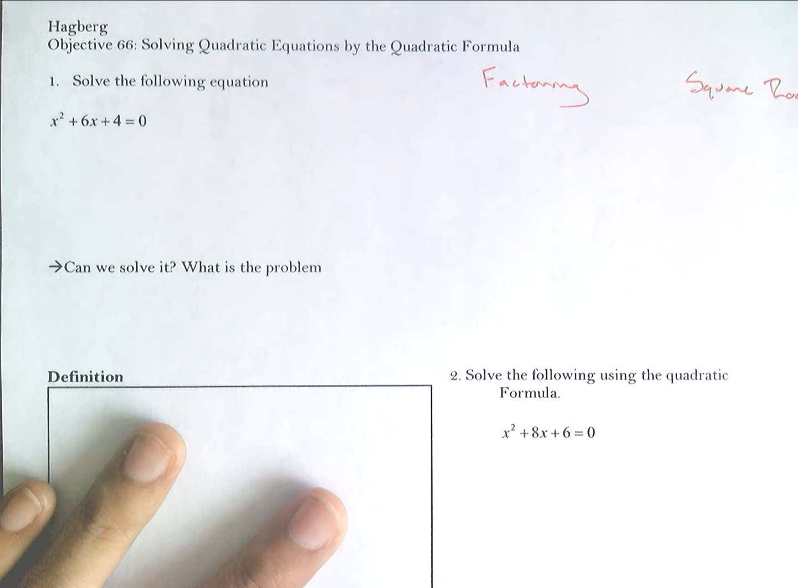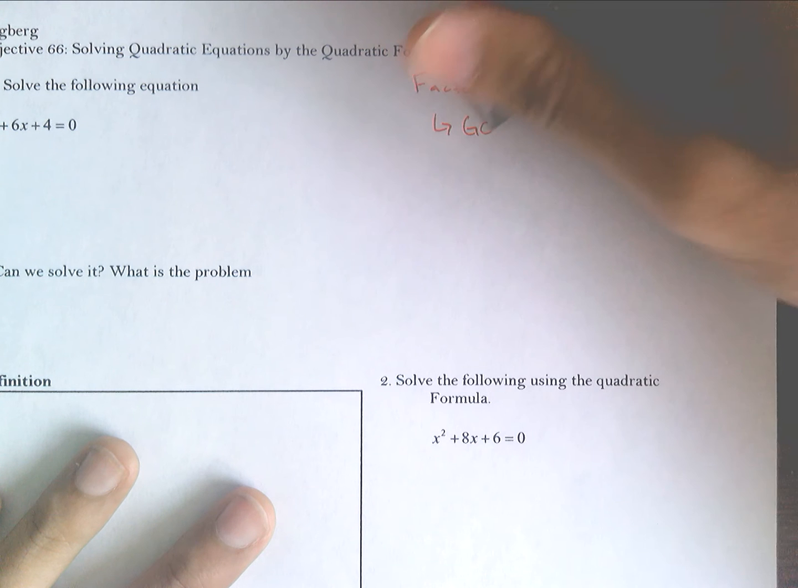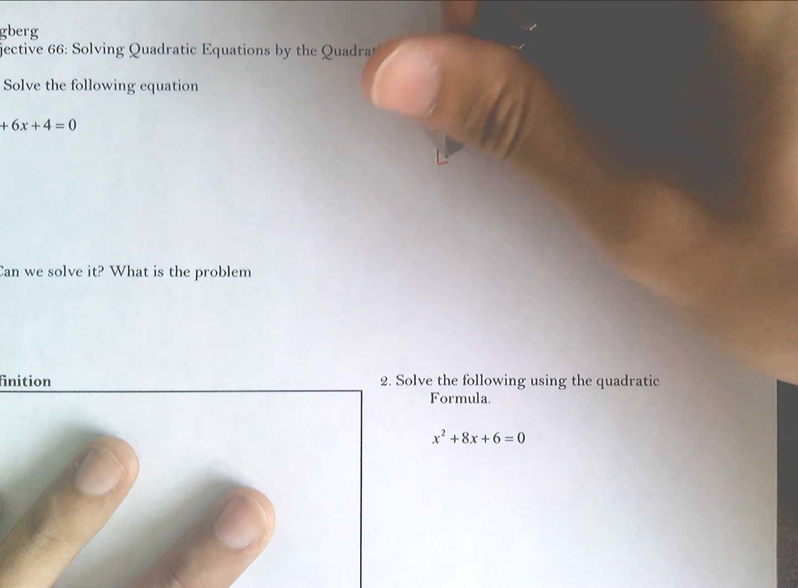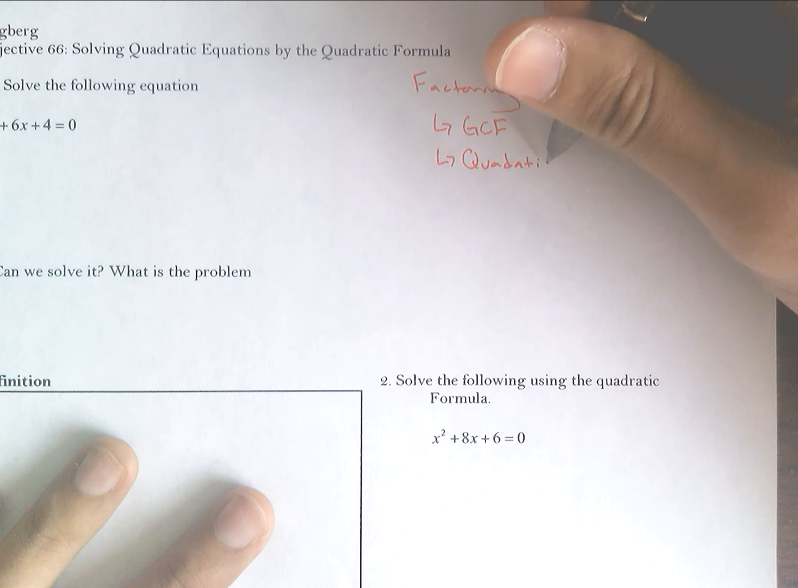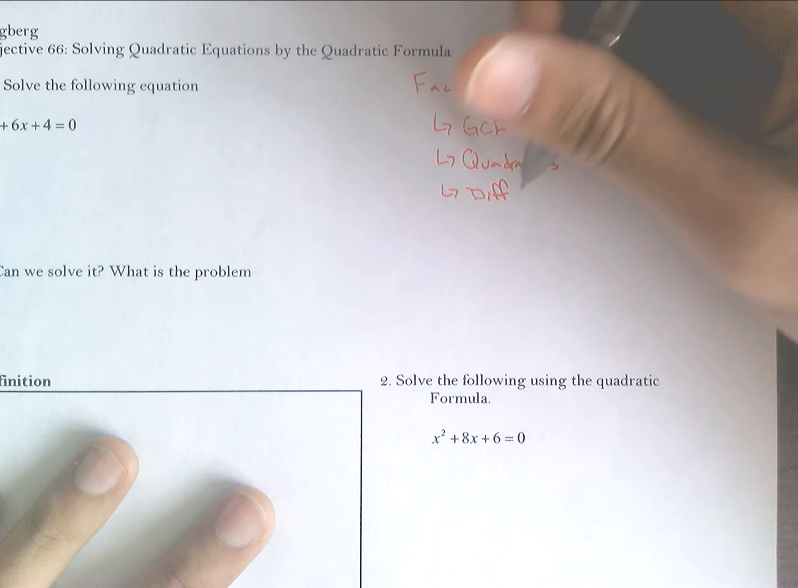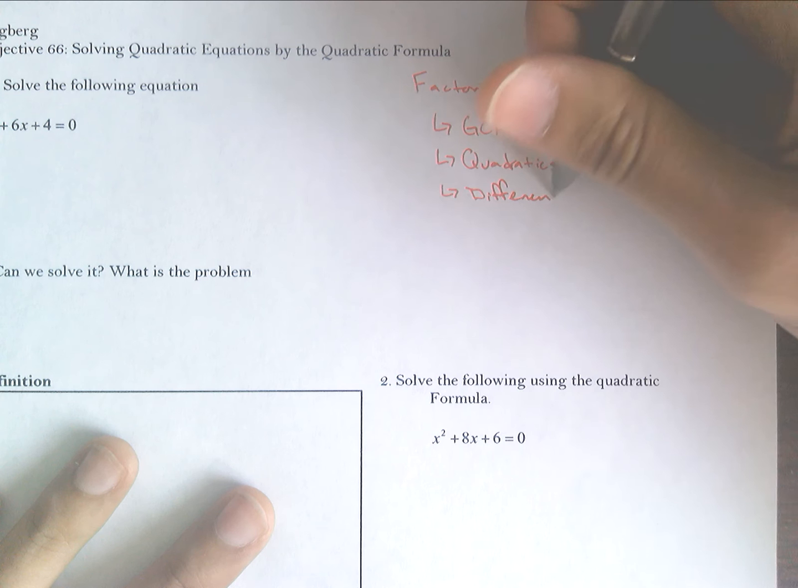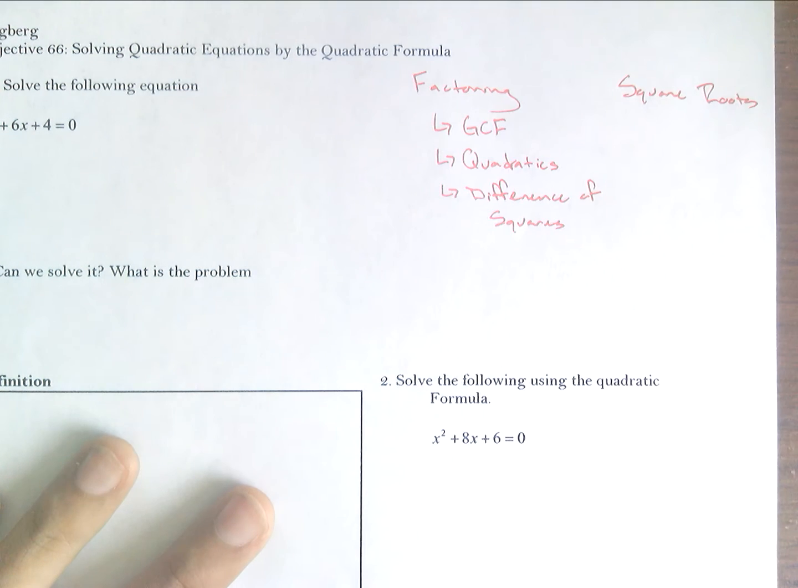As a reminder, the ways that we can factor a quadratic are finding the GCF, or the greatest common factor; factoring quadratics by finding the factors of the third term and seeing if they add up to the second term; and finding differences of squares. So these are the three ways that we can factor quadratics: the GCF, factoring quadratics regularly, and difference of squares.